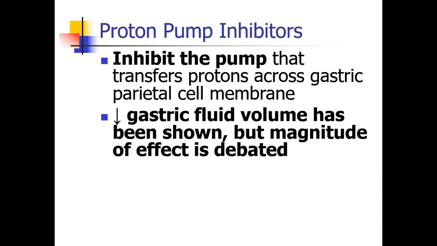Now that we're on the topic of the GI system, we're going to continue talking about other drugs that work on the GI system. The next class are the proton pump inhibitors, PPIs. These drugs inhibit the pump that transfers protons across the gastric parietal cell membrane and leads to secretion of gastric acid. PPIs also seem to decrease gastric fluid volume, although it's not really clear how significant this effect really is.